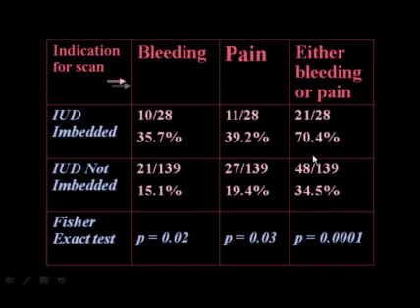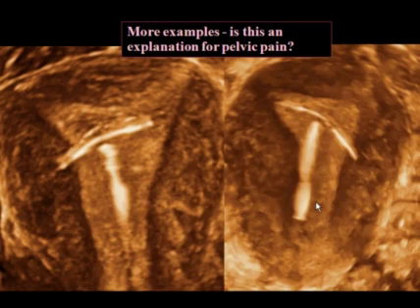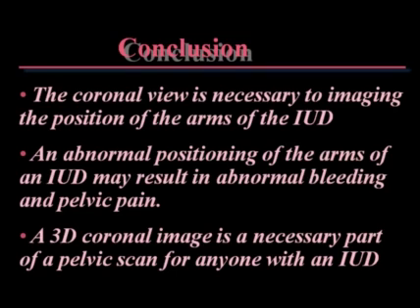So most of the patients, when the IUD was embedded, had either pain or bleeding, whereas only a third of the patients where the IUD was not embedded came in for those reasons. And here are some more examples of the IUDs embedded in part, and this is only by a little bit, and I don't know whether this would really be an explanation for pain and bleeding. Certainly those that I showed you before are more severely embedded.